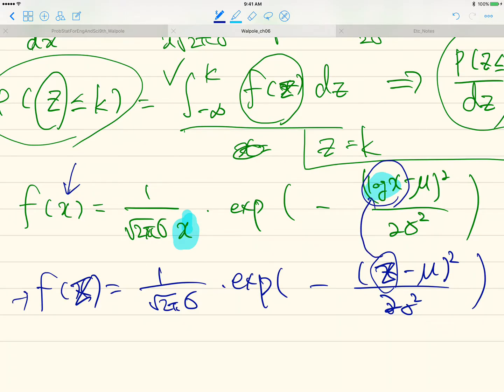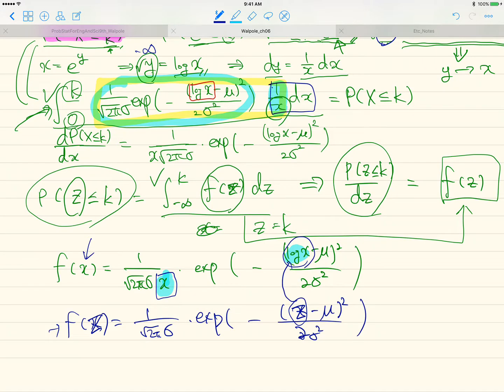But that's not the end. That's not the end. We additionally have this part in the denominator. Okay? That's because of the relationship between x and y, or x and log x. They have this kind of relationship when taking the derivative, and then this additional part became part of our density function. Okay.